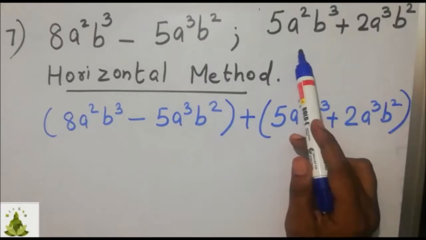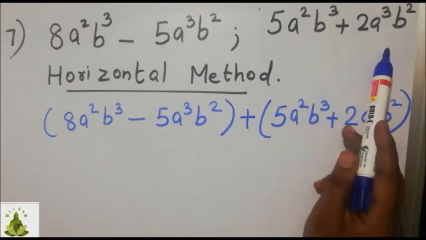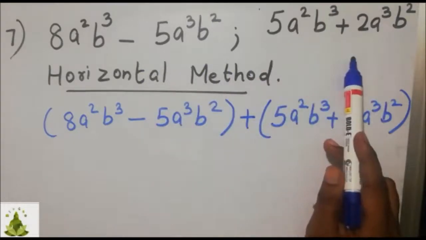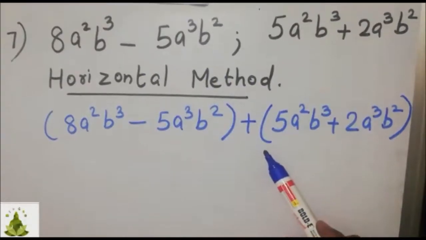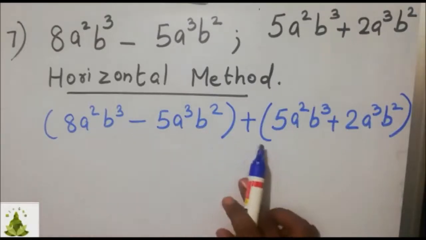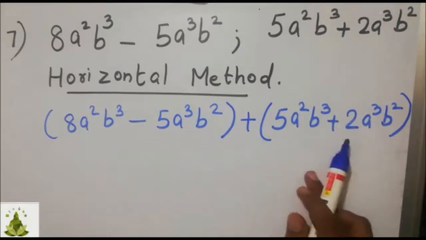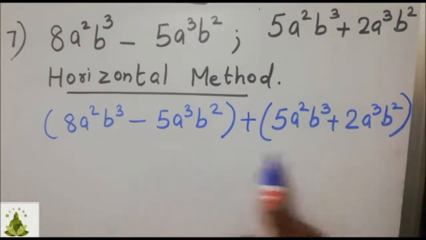And the other term is 5a square b cube plus 2a cube b square. Write the question first, then check again and again whether you wrote the terms properly. Now, here the first term I have added with the second term. Is that clear to you? I put both the expressions in brackets. So, now you can add, bringing the like terms together.